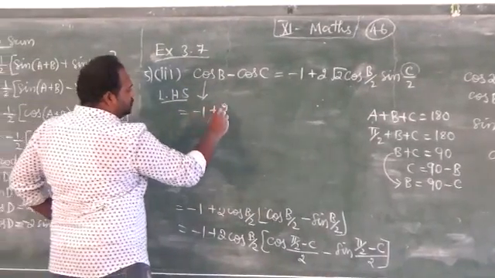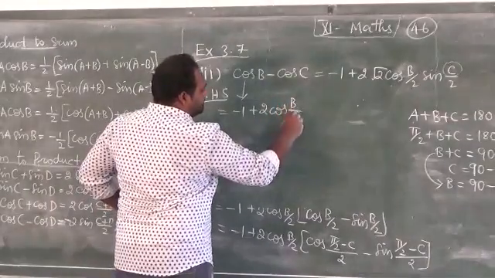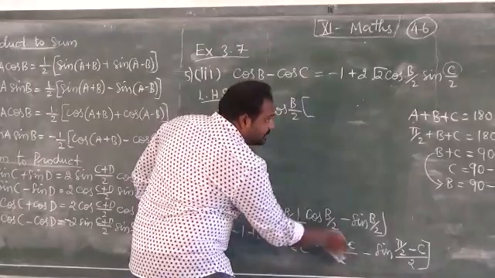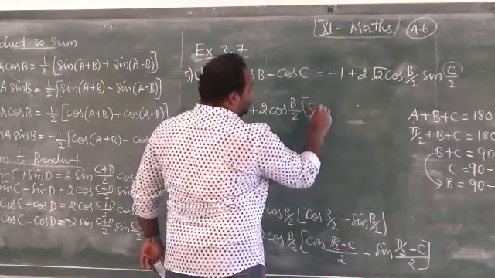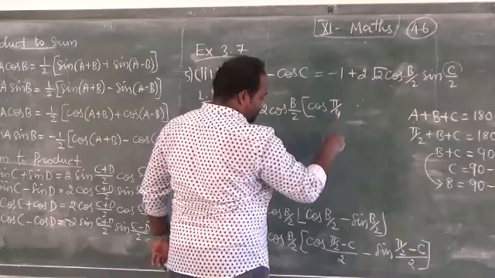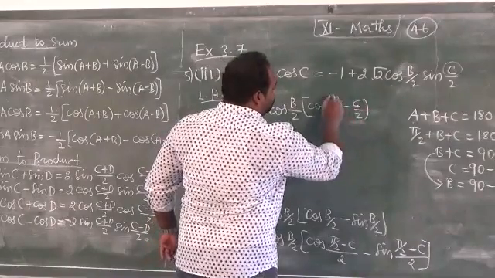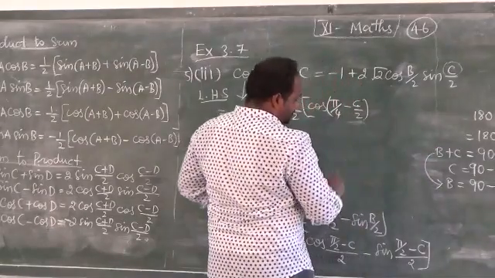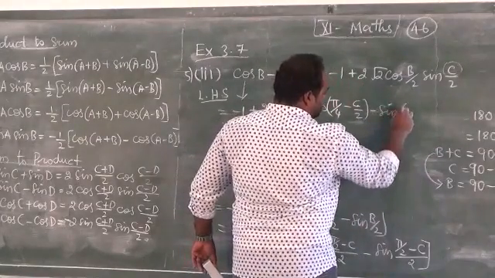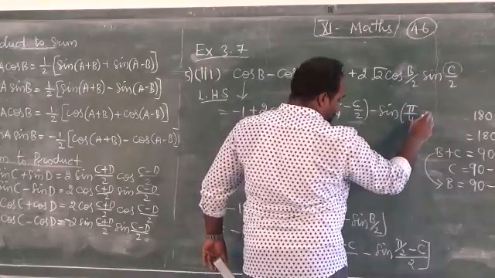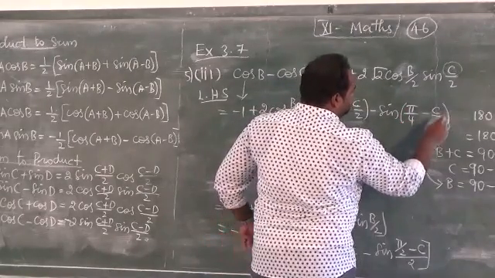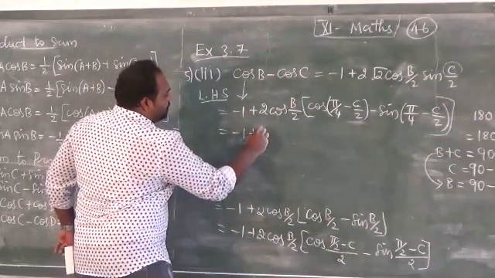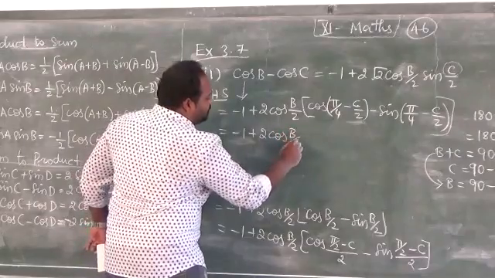Minus 1 plus 2 cos B by 2 as it is. Bring this denominator down, or split the denominator into the numerator: it will be cos of pi by 4 minus C by 2. This is 1, and then minus sine of pi by 4 minus C by 2. Now minus 1 plus 2 cos B by 2.